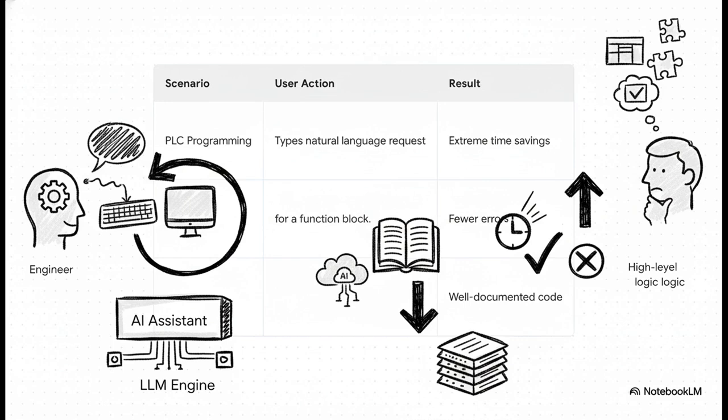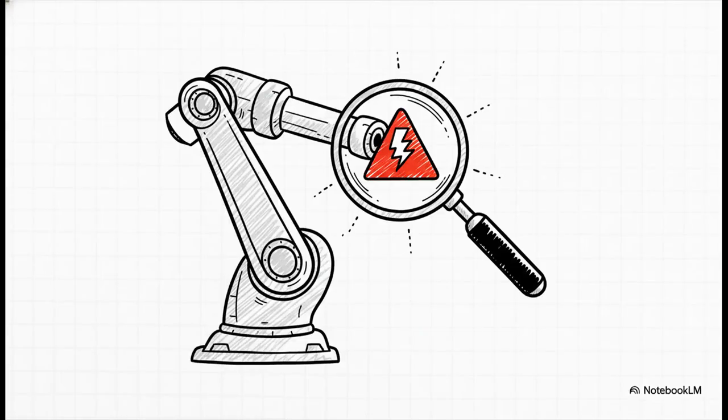The AI assistant, our vehicle, takes that, gives it to the LLM engine, and bam, it gets back perfectly written, fully documented code. The value here is just massive. You're saving huge amounts of time and cutting down on human error dramatically. Okay, test drive number 2.